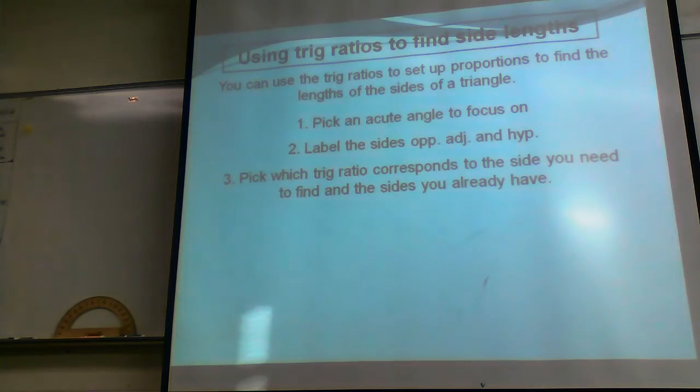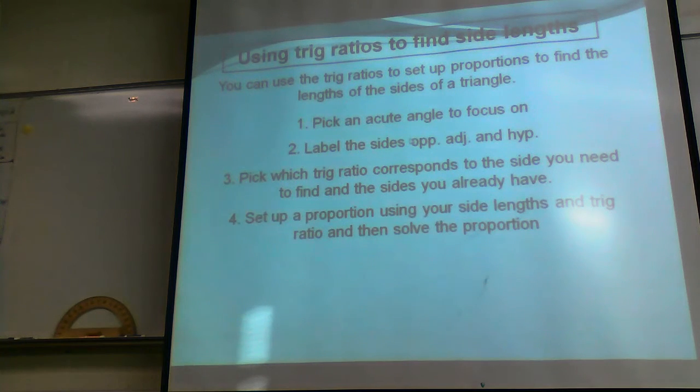Okay? And then once you do that, it simply becomes just a proportion problem. And that's it. Since we're dealing with ratios, obviously we need to do proportions, and that's pretty much all you're doing with these problems. All right? But once you do the labeling, you'll be able to see which type of trig ratio you're going to have to use. You just kind of go from there.